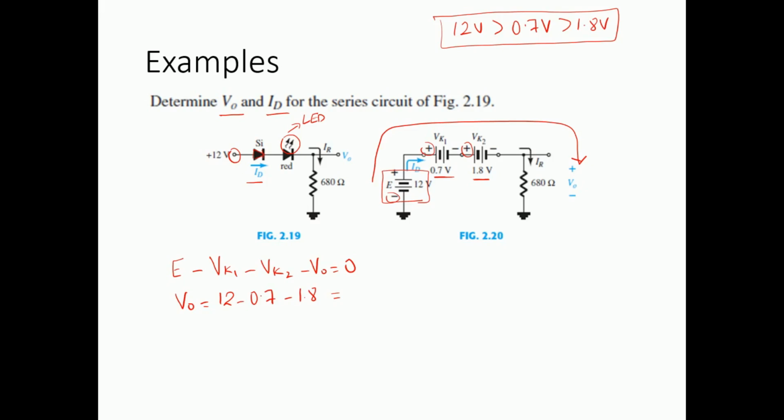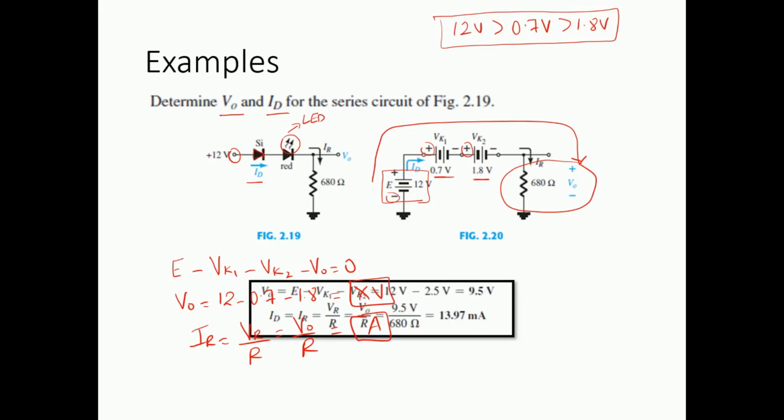Similarly, once we have found the V out, we can easily find the current by applying Ohm's law. So IR is going to be VR by R, where VR is V0, and thus we should get something in amps over here. Let us verify this. Okay, so the output voltage comes out to be 9.5 volts and the current comes out to be 13.97 milliamps.